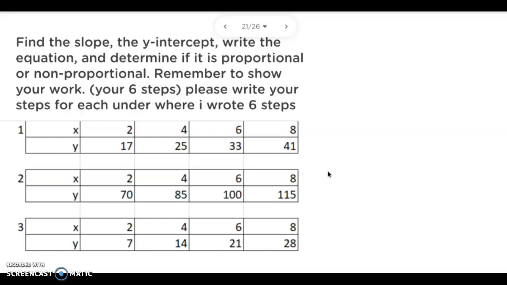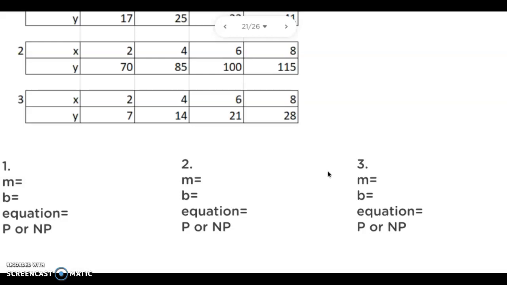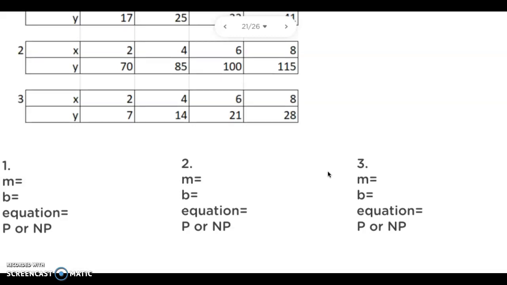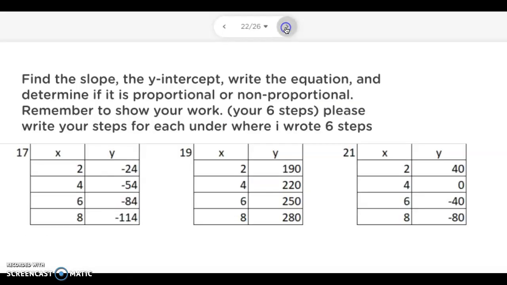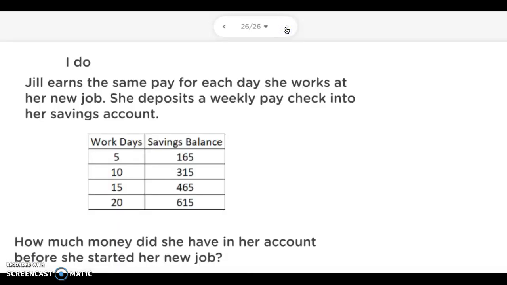All right. Now, when I gave you this material, I asked you all to find m, b, the equation, and whether it's proportional or non-proportional. When you see these tables, they're going to ask you one of these four questions, which is why I had you identify all of them. Now, it's up to you to determine what it is asking for. I'm going to go through an example for you, and let's get into it.